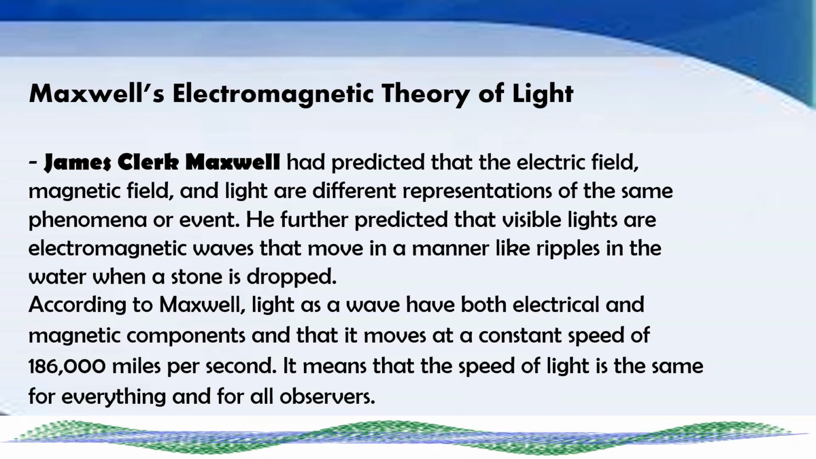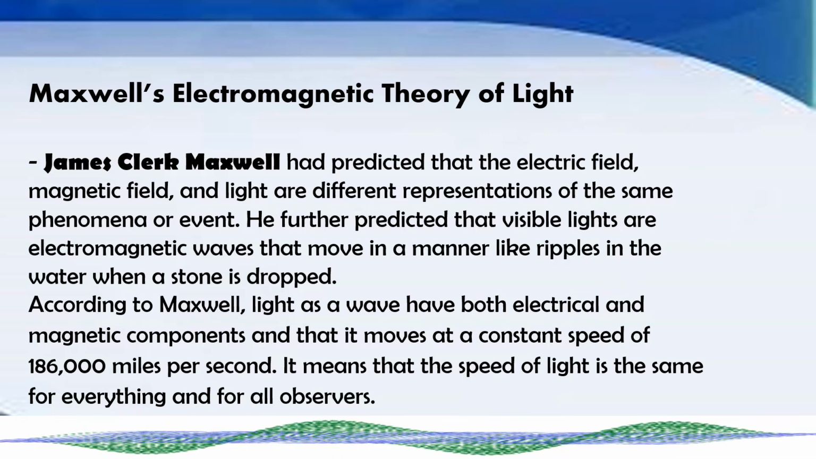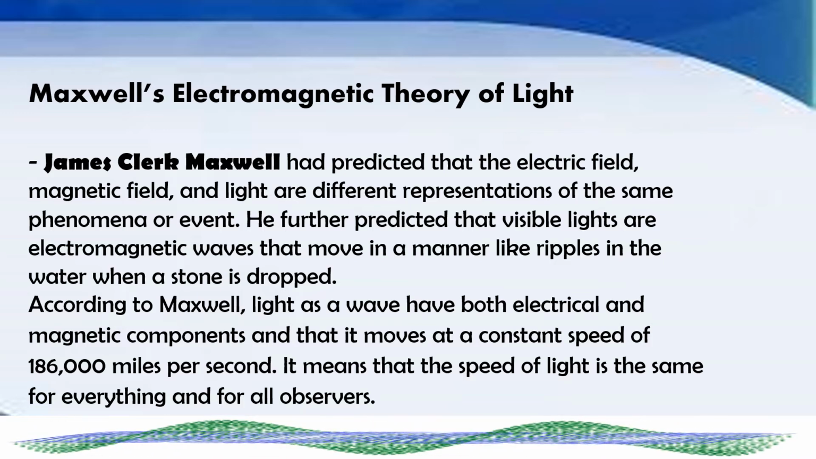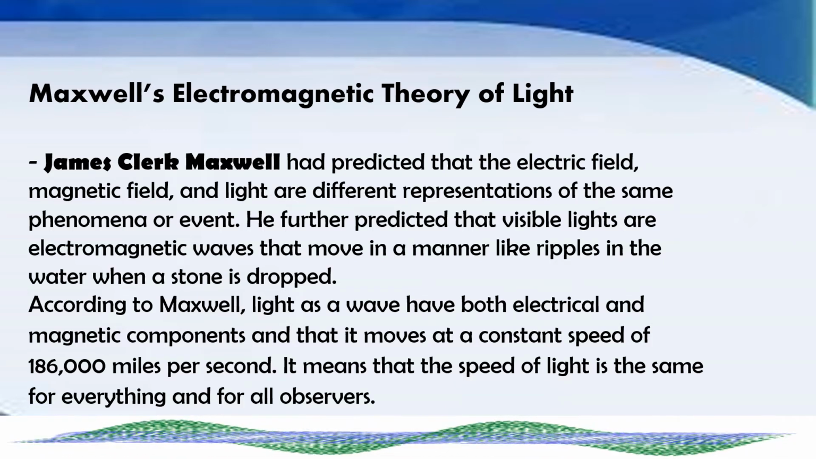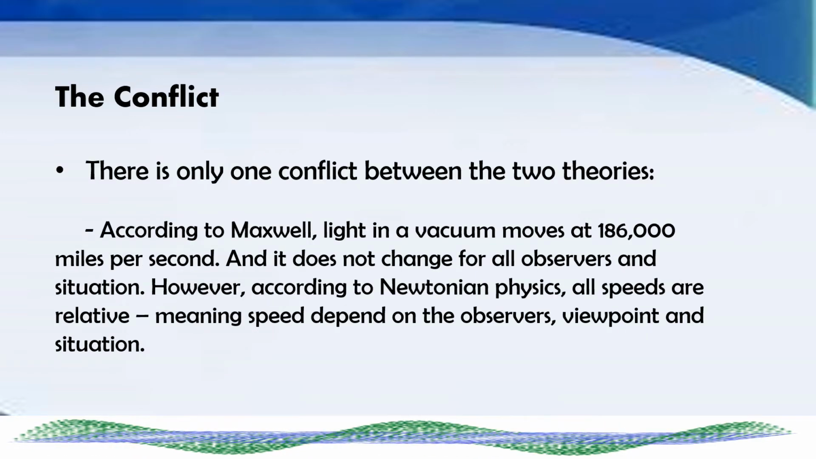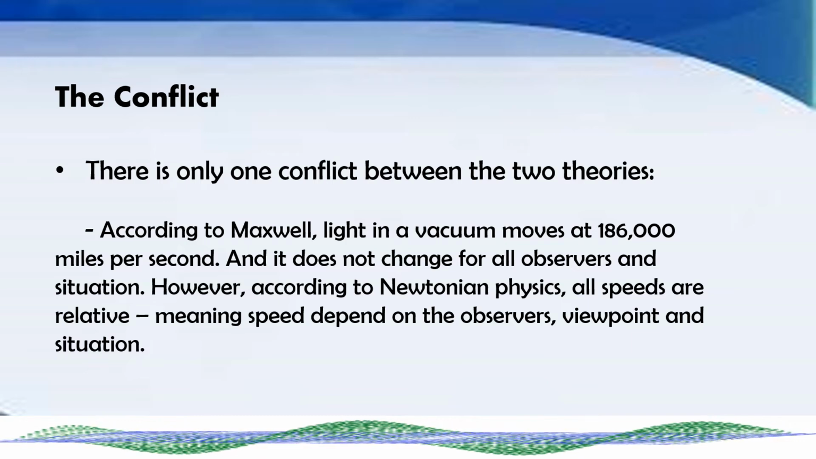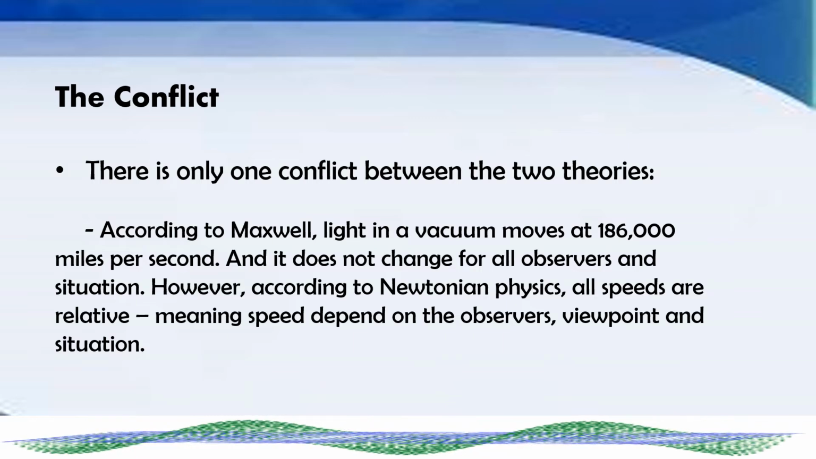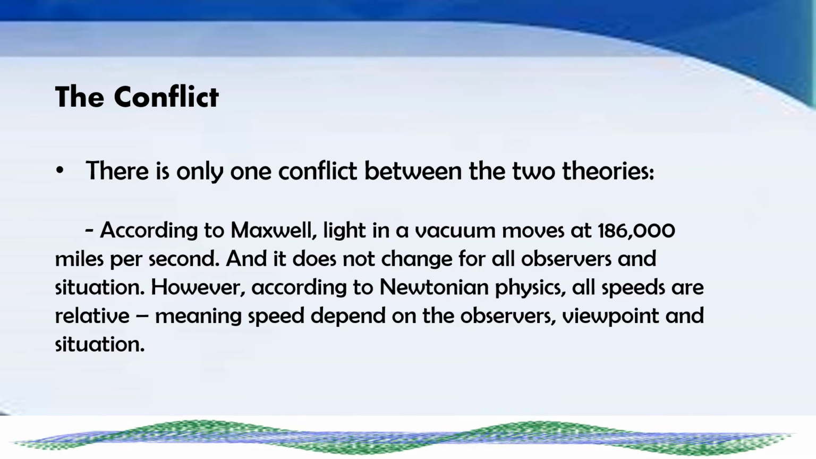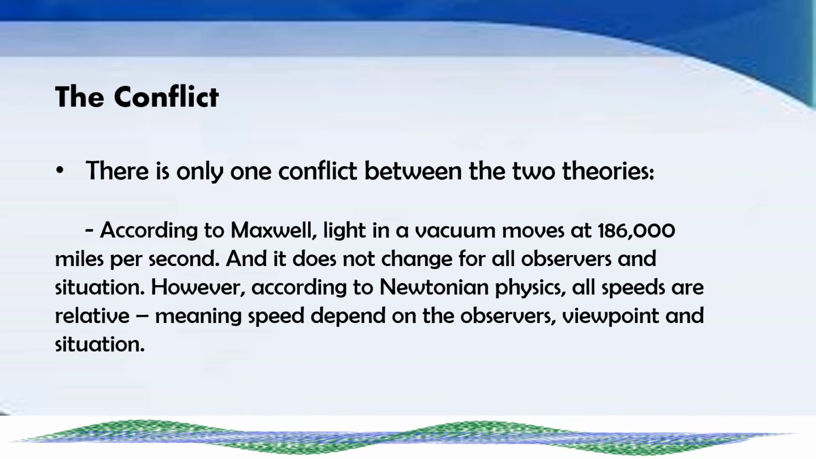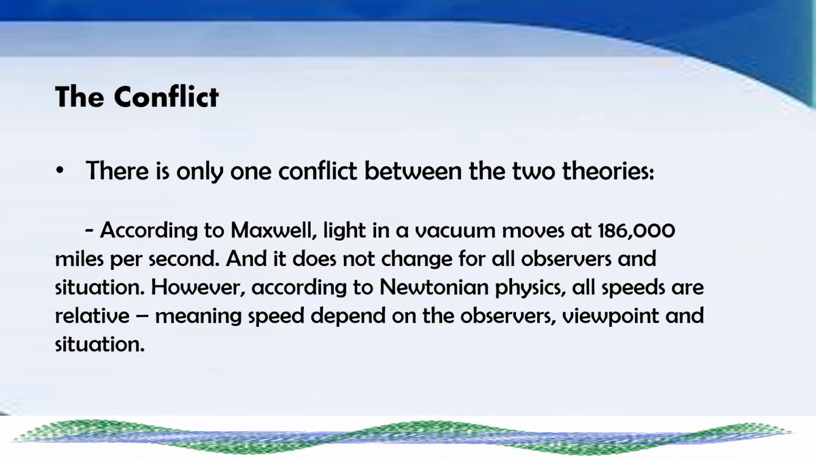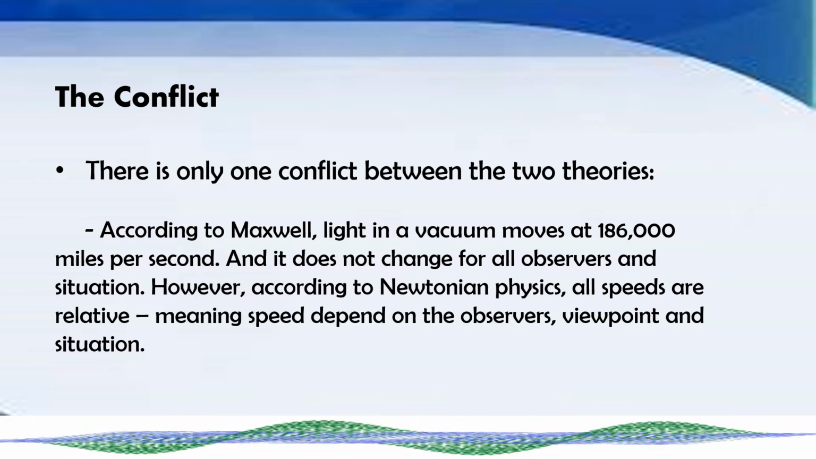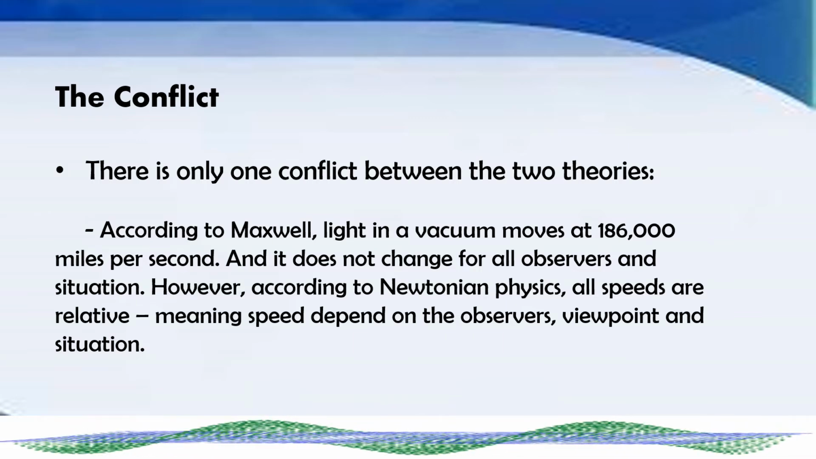186,000 miles per second. It means that the speed of light is the same for everything and for all observers. Okay? So now, there is only one conflict between the two theories. According to Maxwell, light in a vacuum moves at 186,000 miles per second, and it does not change for all observers and situations.